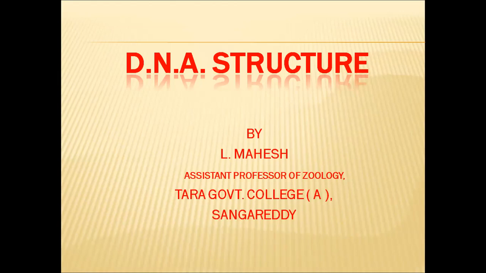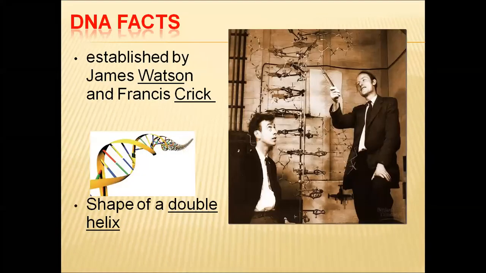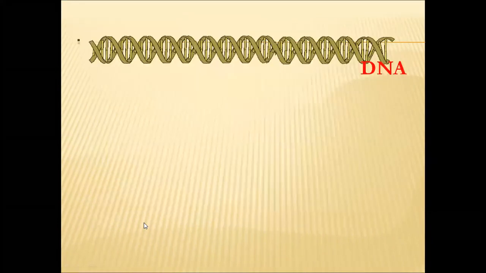In today's class, we are going to discuss DNA structure. So DNA structure, as we all know, was discovered by James Watson and Francis Crick. For this discovery, they won the Nobel Prize also, and they found that DNA has a double helix shape. So DNA is a very important molecule.